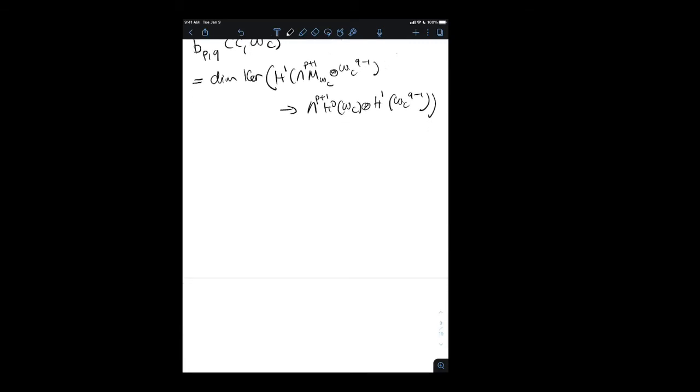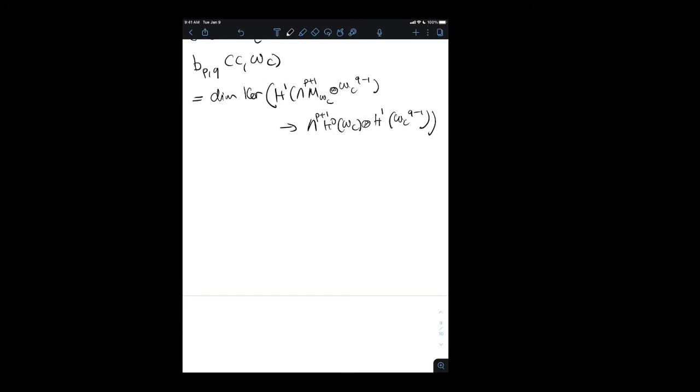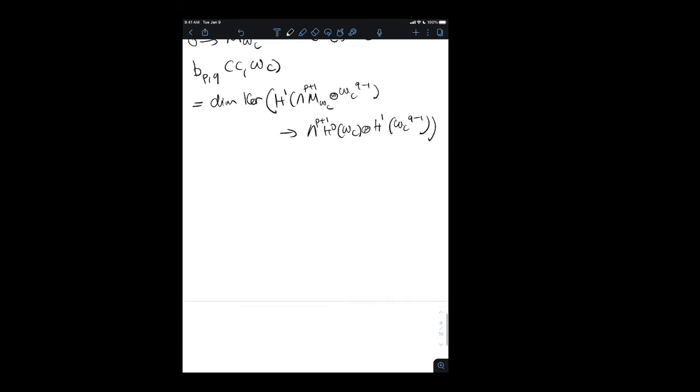Notice, unfortunately, for q equals one, H^1 of ω_C^{q-1} is H^1(O_C), which is not zero. But in any case, one can always write the Betti numbers as the kernel of some natural map between cohomology of some vector bundles. So we can describe it algebro-geometrically. Okay, so this is Green's conjecture.